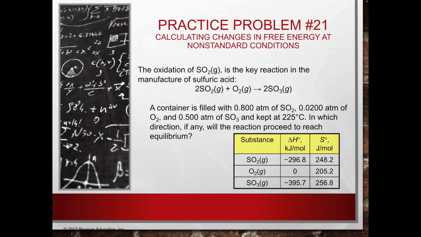All right, last one. This says we have the oxidation of sulfur dioxide into sulfur trioxide. So we have a bunch of different pressures of gases, again, like we did last time, but the difference here is that we are not at standard temperature. We're at a higher temperature. So not only are we not at our standard states for our gases, we're not at 1 atm, but we're also not at 25 degrees Celsius. So we need to take that into account as well.